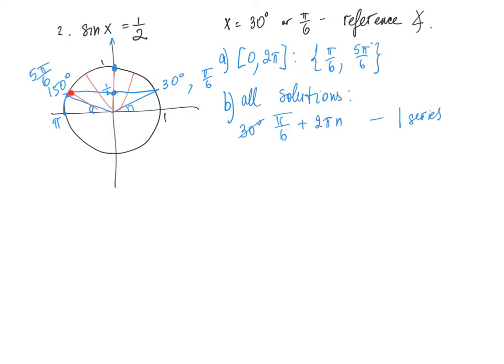To get the second series of solutions, we need to start here at 150 degrees or 5 pi over 6, and going again either way, full cycle, either way. So it's 5 pi over 6 plus 2 pi n, and that's a second series, which is not bad there.